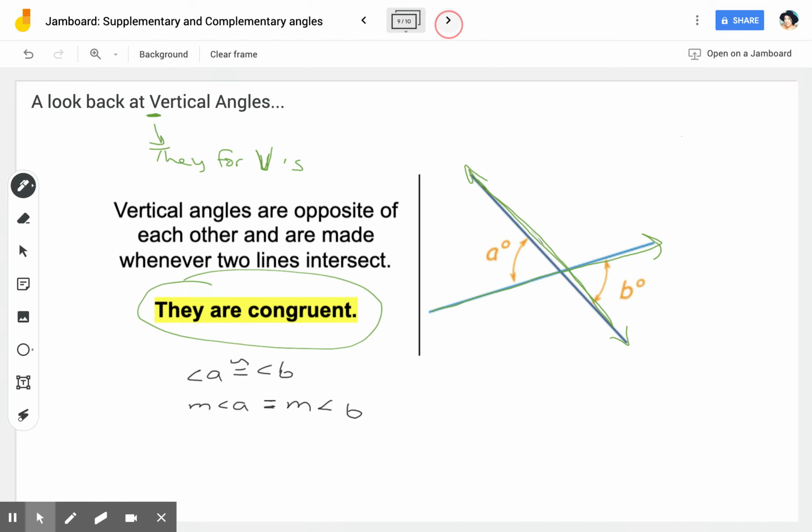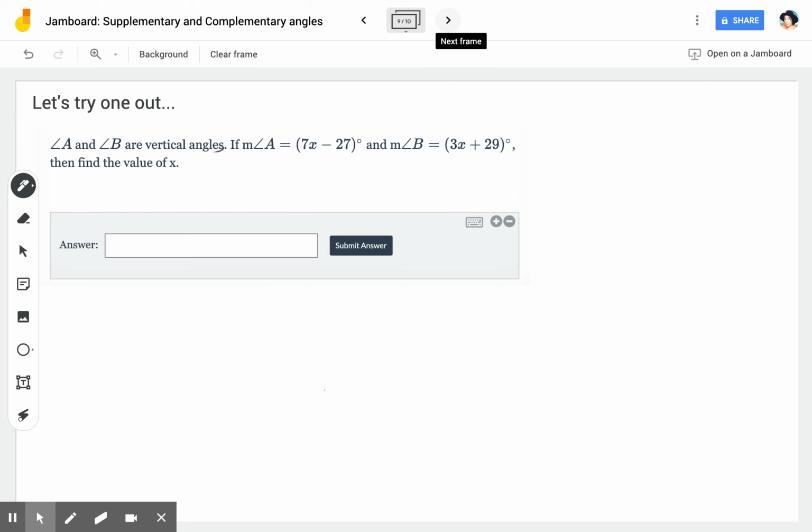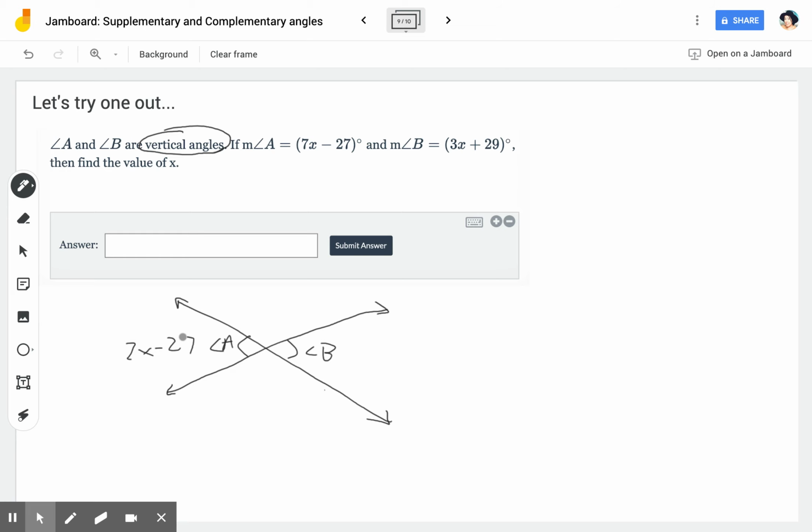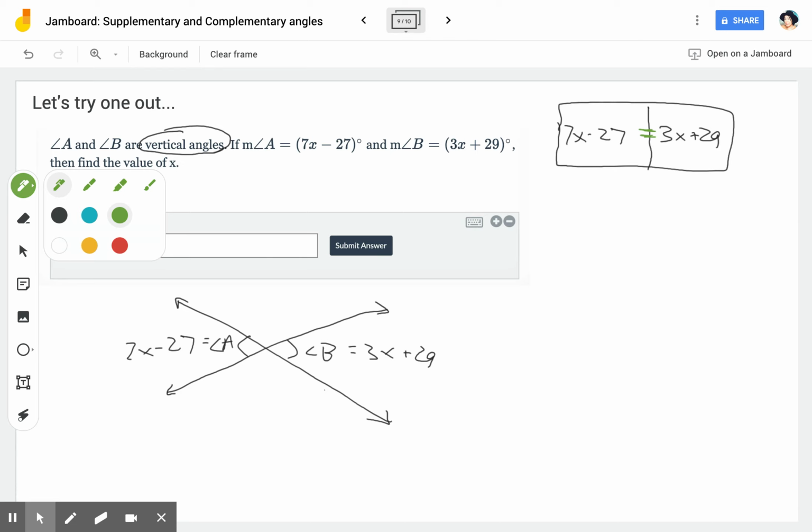And so looking at vertical angles, if 2 things are vertical angles, the first thing that you're going to do is draw the intersecting lines. So this is what you're going to do in your notebook. I have angle A, I have angle B. Angle A is 7x minus 27, and angle B is 3x plus 29. When you're doing your part whole, we want you to just do 2 parts because there are 2 parts being represented here. 7x minus 27, 3x plus 29. And I know that the relationship is that these are equal. So we want to see an equal sign in your part whole box.